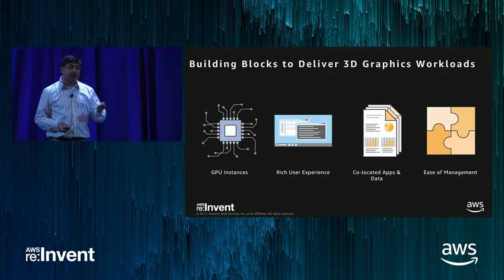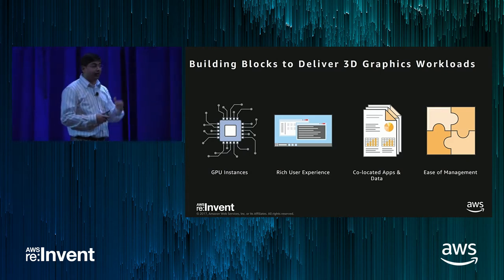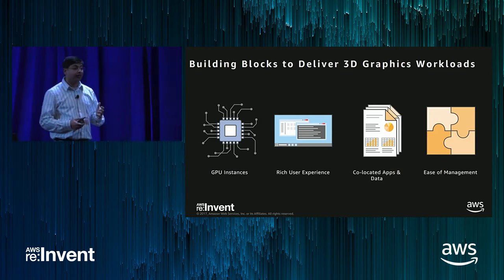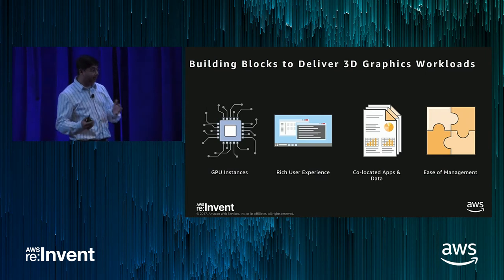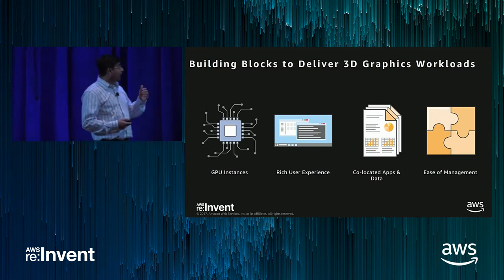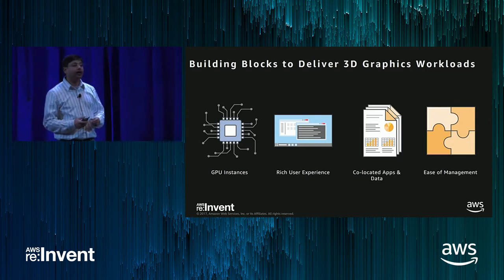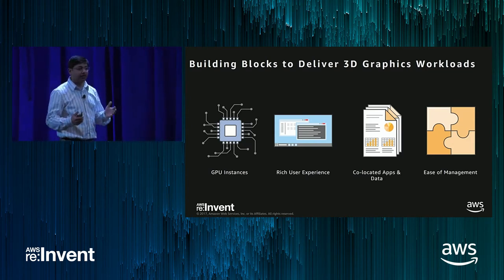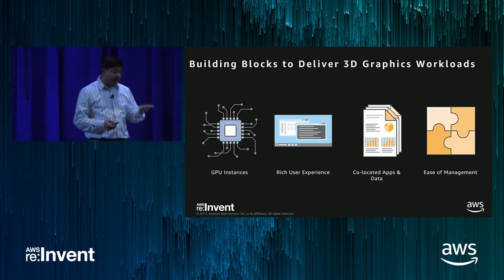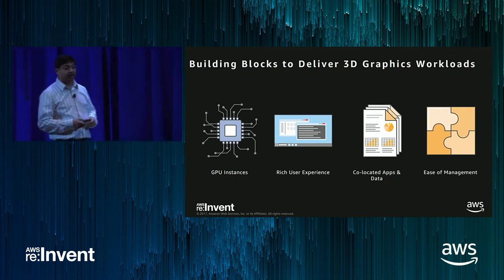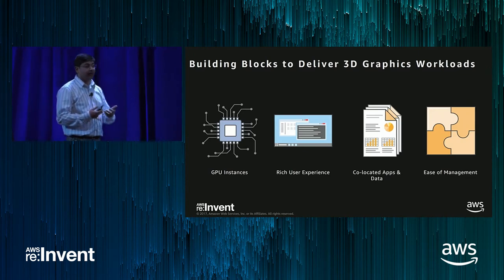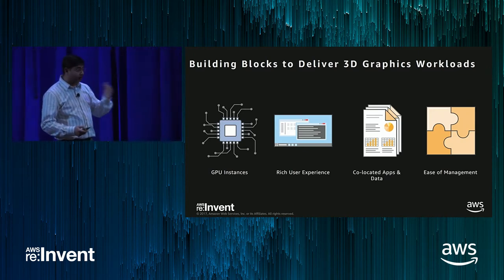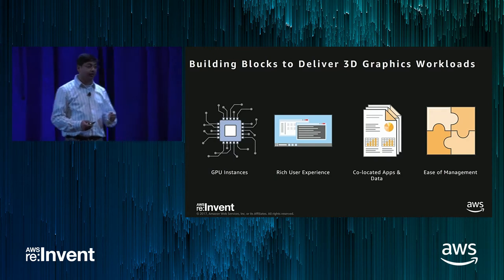But as I said earlier, this was not possible a couple of years ago to deliver these types of rich 3D workloads on a cloud platform, because the building blocks were either only partially there or not completely there to make this happen. So from our perspective, there are four key building blocks that are essential to make this very simple for our customers. First, the GPU instances. Second is the user experience. Third is the ability to co-locate the apps and data, and then the ease of management. So I'm going to drill down into each one of these building blocks.